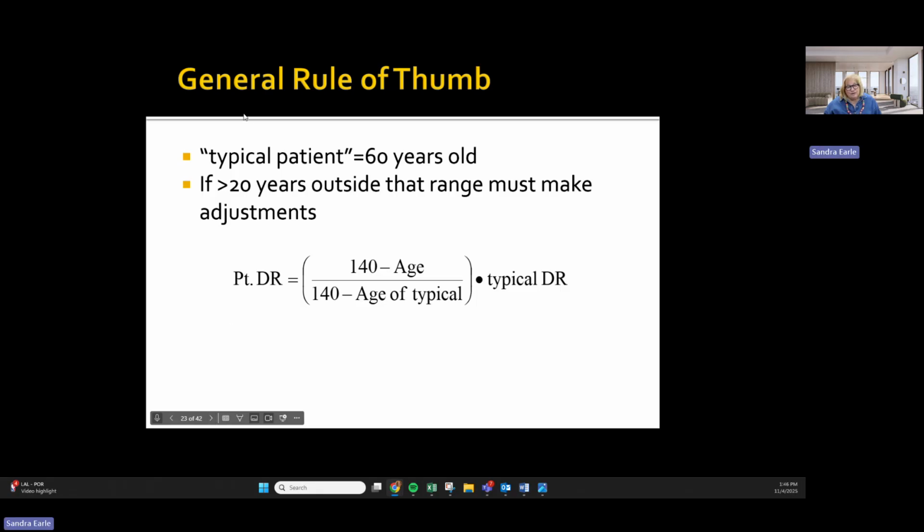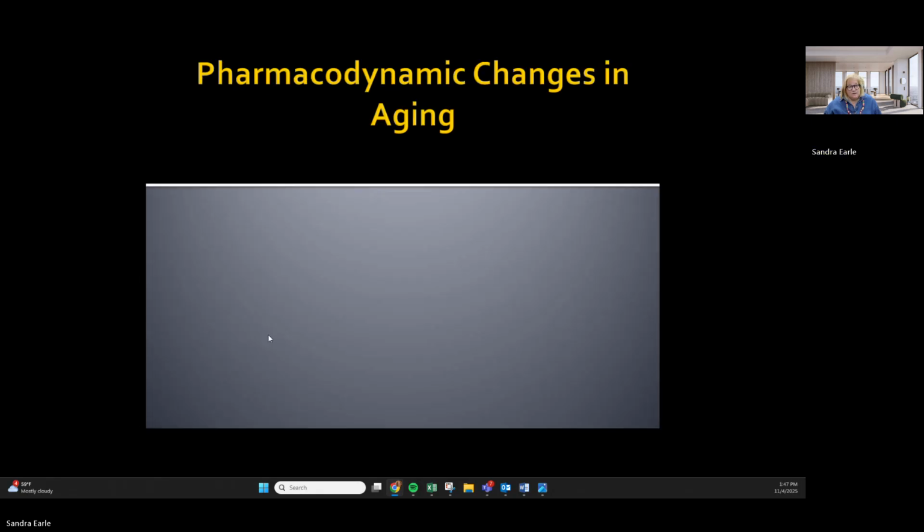This is a general rule of thumb. I don't know if I've ever used this clinically, but in general, you can say a typical patient is 60 years old. So here you would assume that it's age of a typical, and then you put your patient's age in here, and you can use that to make a ratio to get a general idea of how to change dose rate for patients as they age. We'll just do an example of that, but usually you can find more data to be more specific than that, but that's a general rule of thumb.